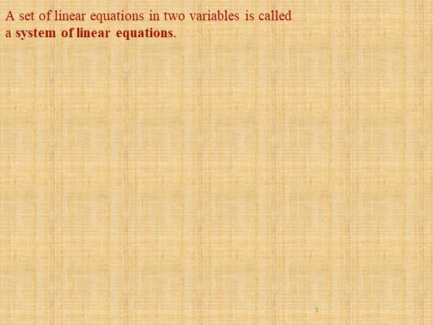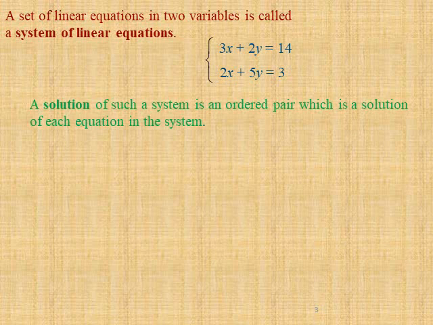Let's have an example for a system of linear equations. Here we have 3x plus 2y equal 14, and 2x plus 5y equal 3. Both of them are of first degree with two unknowns, which are x and y. We need to find the ordered pair, or the values of x and y, which satisfy both equations or this system, right?